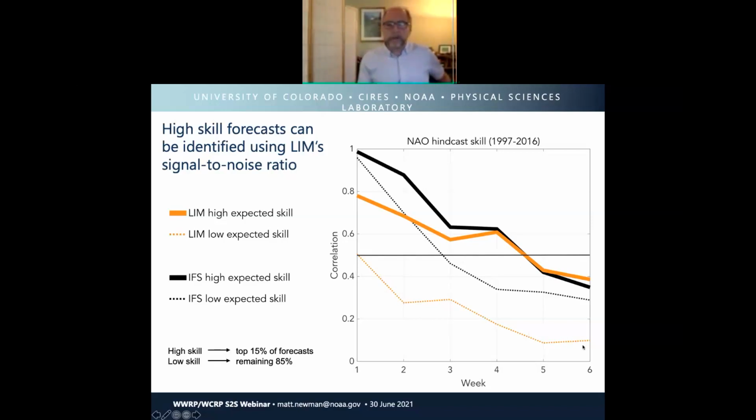This is a common thing with the LIM. When the LIM does badly, it tends to do very badly, which is related to the EOF truncation that we use. We don't have quite all the observed variance in the LIM when we construct it. But these two are very close together, and you can see that the IFS and the LIM are basically getting about the same skill from weeks 3 to 6 in these high skill cases.